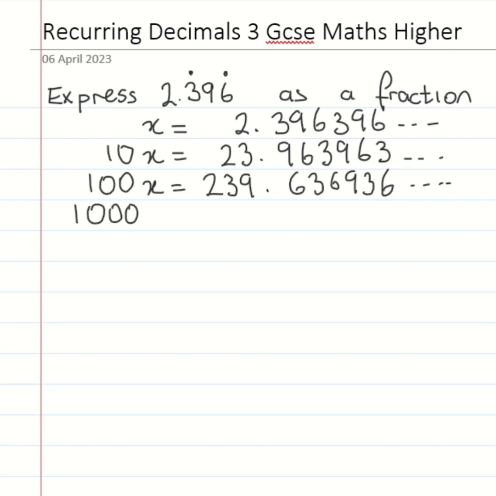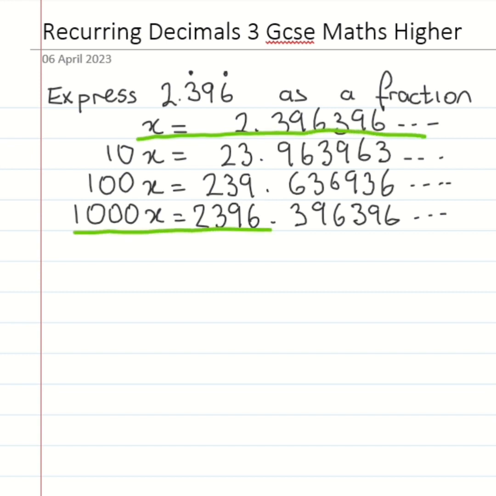Now again, if you compare these three, the decimal places are not matching, so I am going to find out what 1000x is then, and it will be 2396.396 dot dot dot. Now if you compare the first line and this line here, as you can see that decimal places are matching, which means subtracting this line from this line will cancel out the recurring part of the decimal. So this is what we are going to do then.